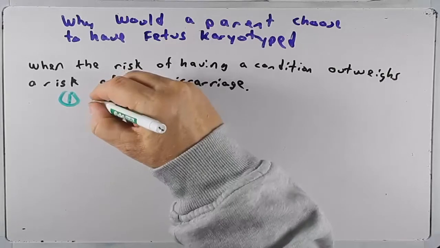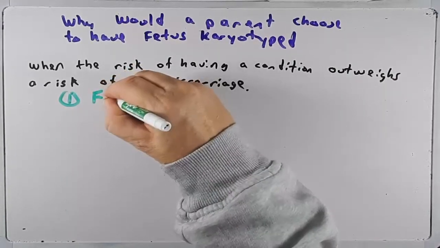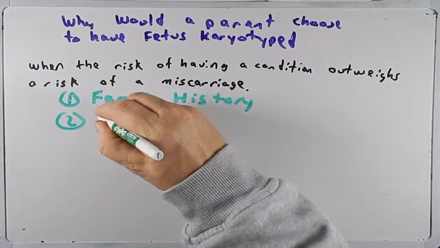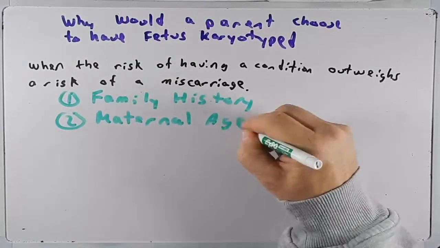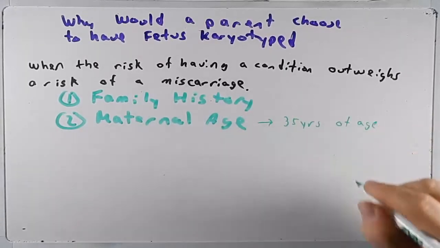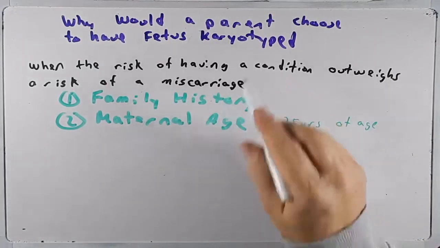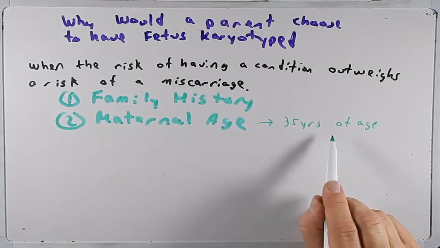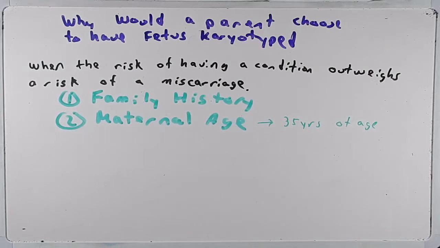So this is based upon a few things, one of which is family history. Is there a history of some sort of chromosomal abnormality? And the other is maternal age. Typically, this maternal age cutoff is 35 years of age. The procedures to get the cells to be karyotyped, we'll talk about in a moment, but there comes a risk of obtaining the cells to do the karyotype. But we know women over the age of 35 have an increased chance of having a child with one of these chromosomal abnormalities. But why 35?